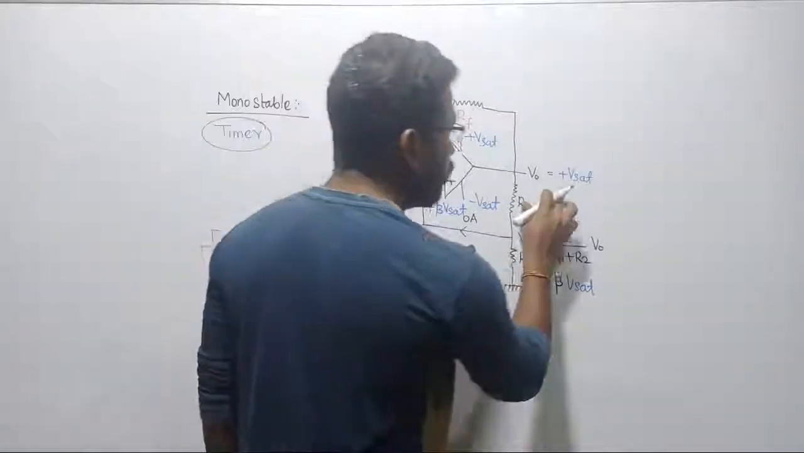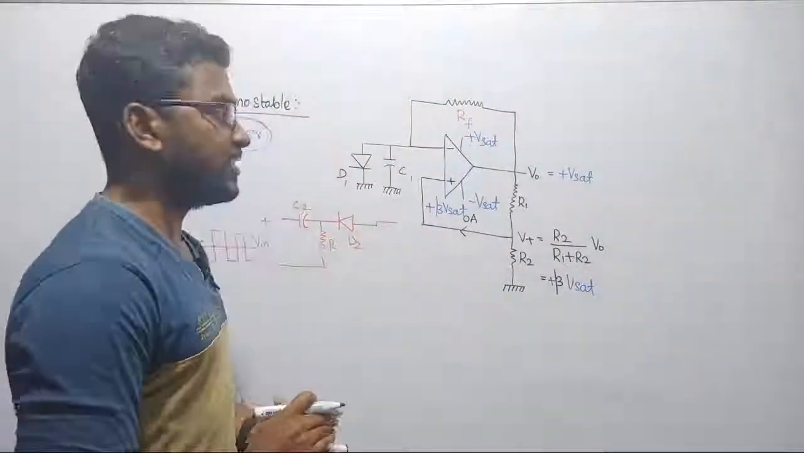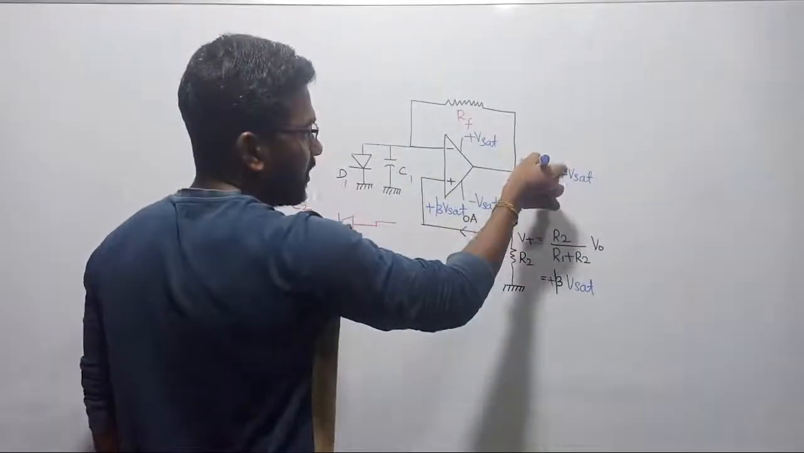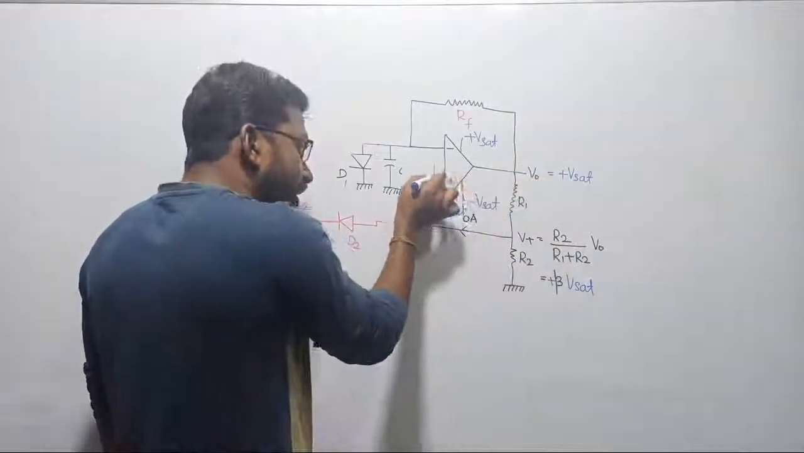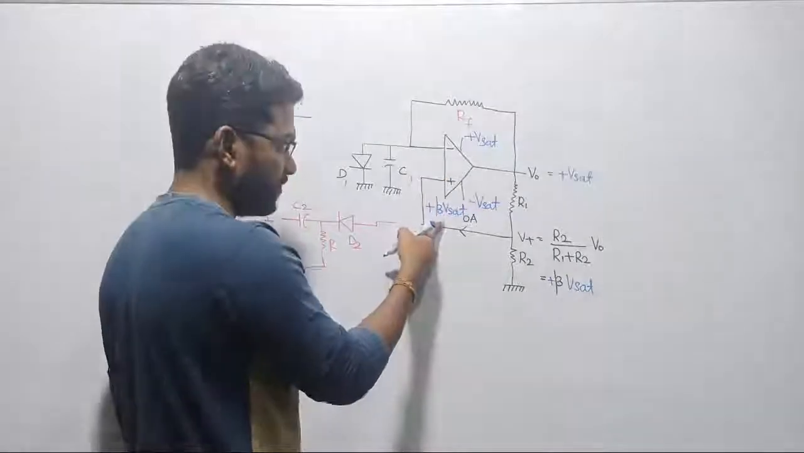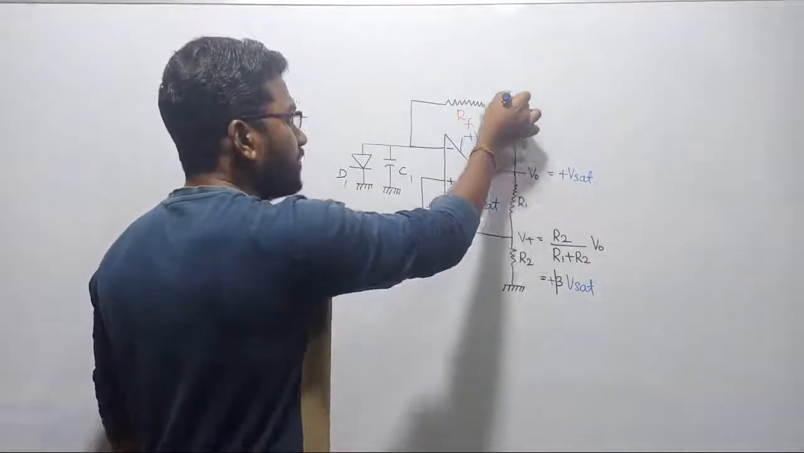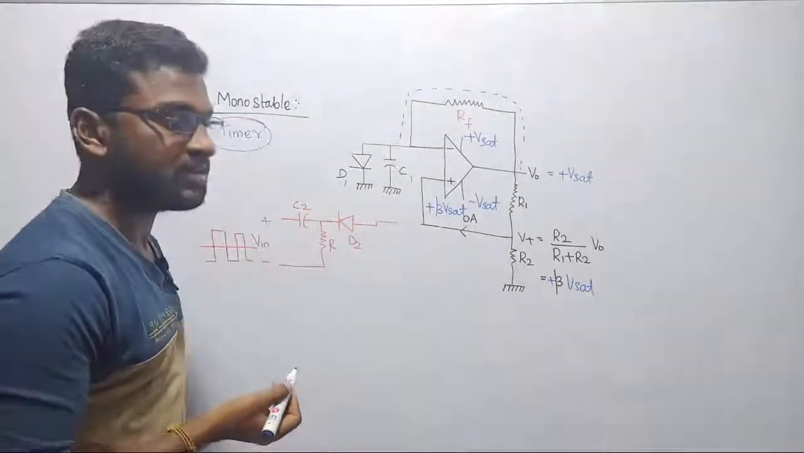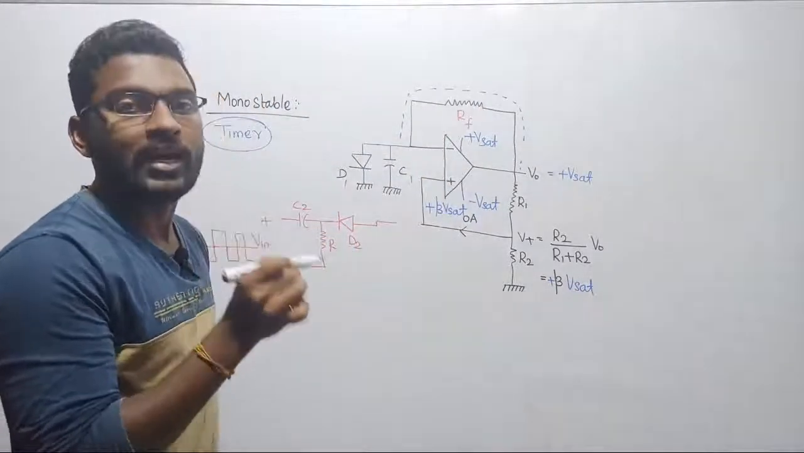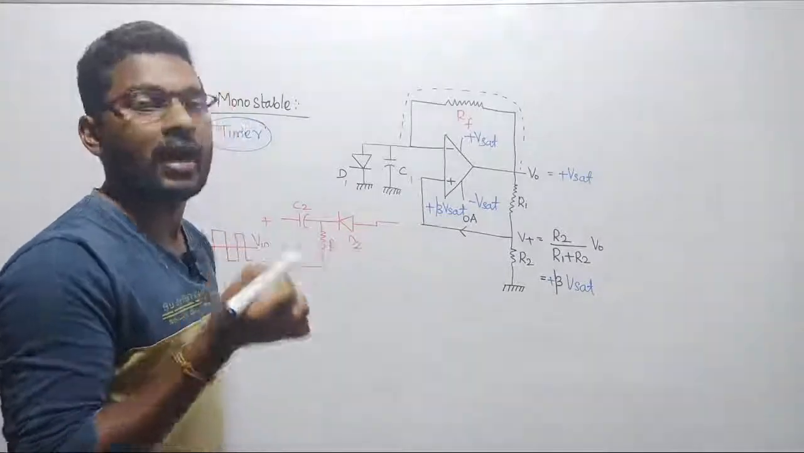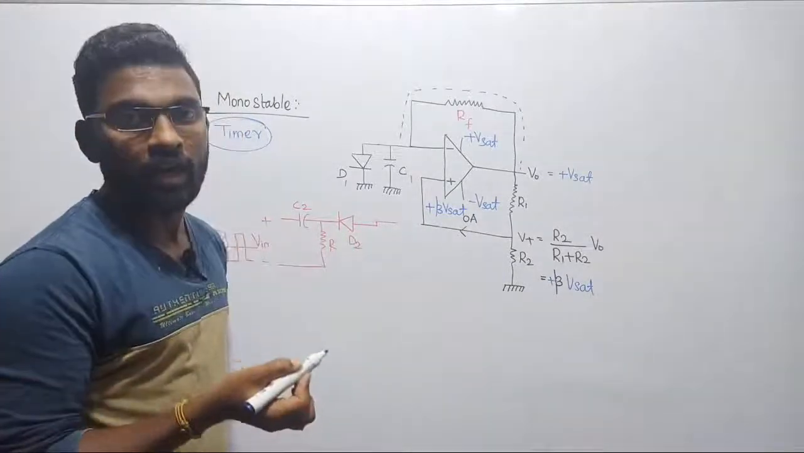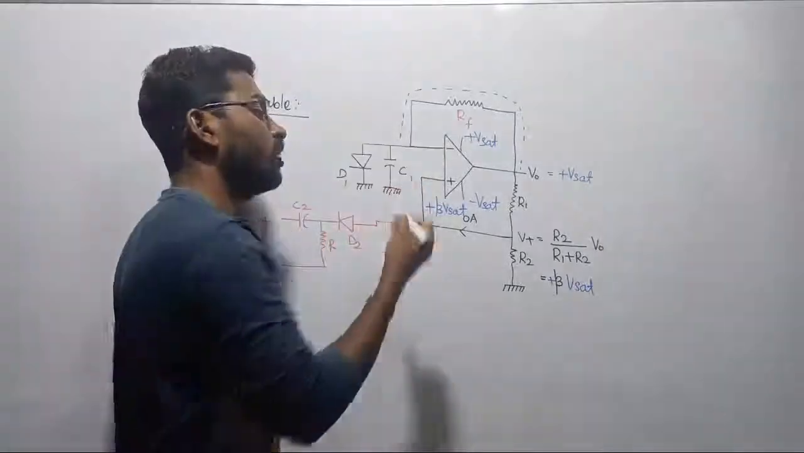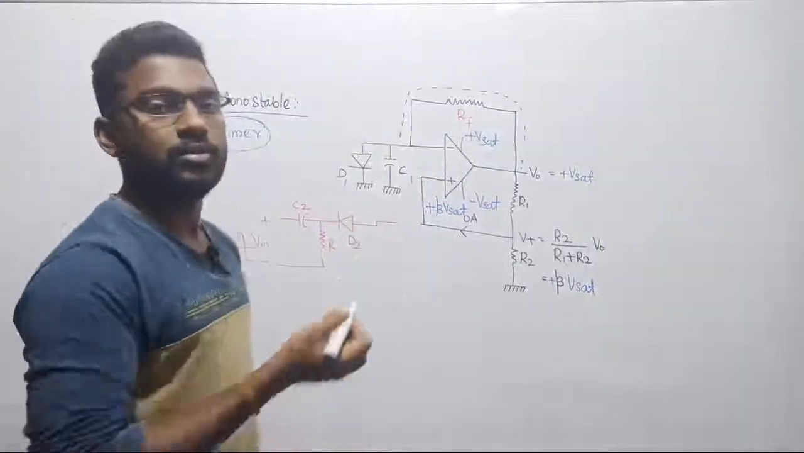First, let us understand. If the output is plus Vsat, how will this circuit behave? Across the non-inverting terminal, positive voltage will be reflected. At the same time, this positive voltage will drive some current here, but that current cannot enter the operational amplifier, since the input resistance offered by the operational amplifier is very high. Ideally it is infinity, so there is no chance of current entering the operational amplifier, since it is assumed to be 0 ampere.